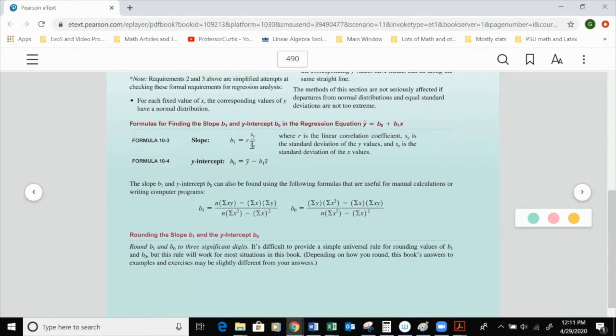This S sub x is the standard deviation of the x part of your bivariate data. So each of them has an x and a y. You take all the y's and you find the standard deviation. You take all the x's, you find the standard deviation. You turn it into this little fraction, you multiply it times r, and you know the slope.